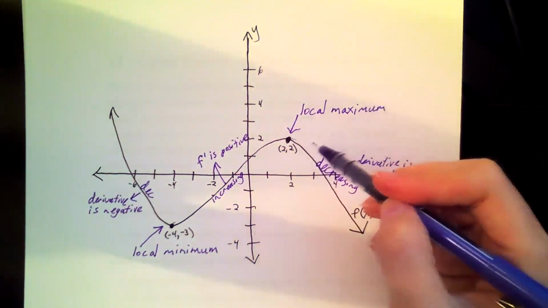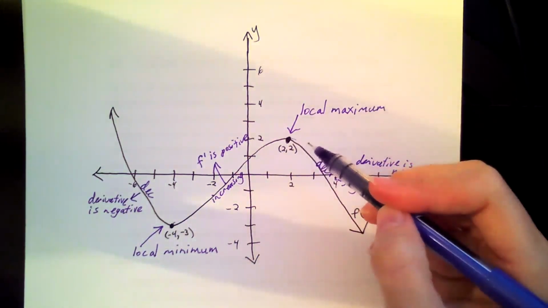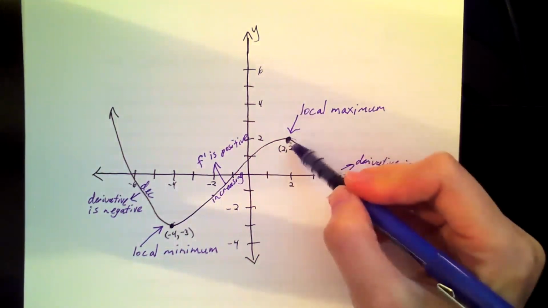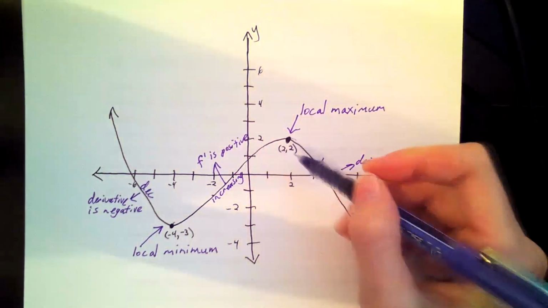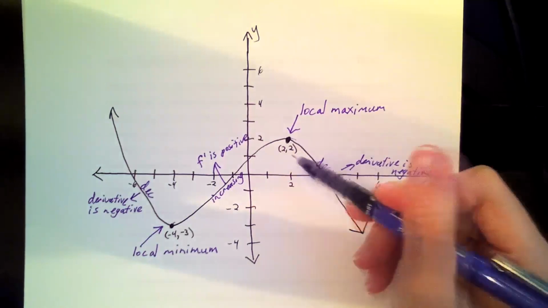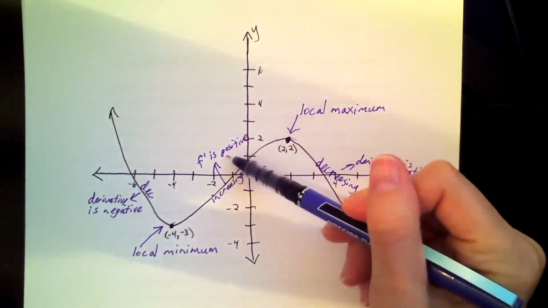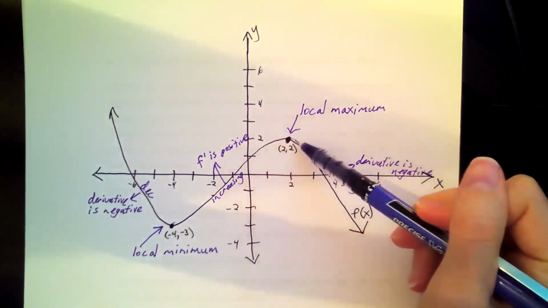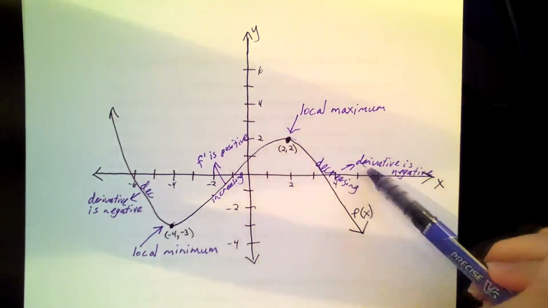Therefore, if we can say a local maximum has to have my function increasing on one side and decreasing on the other, I can tie that to the derivative. My derivative therefore has to be positive on one side and negative on the other, because those two things go hand in hand.